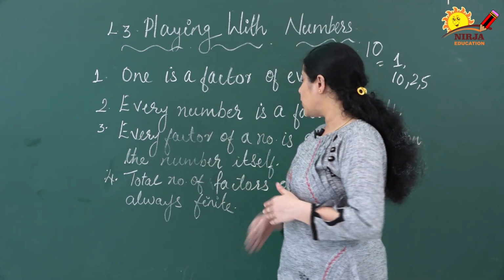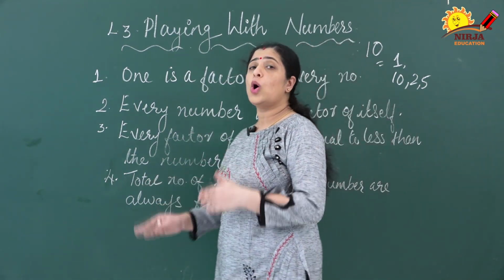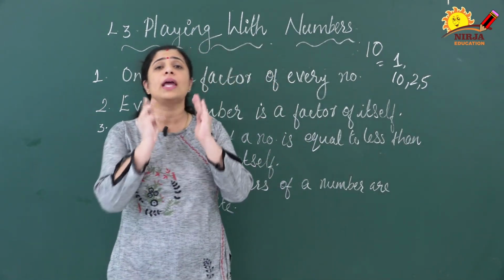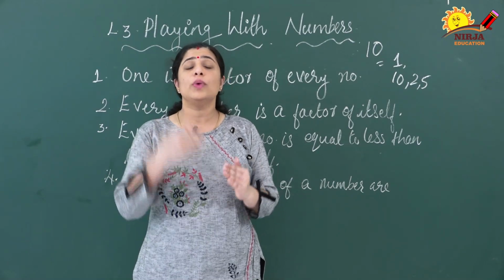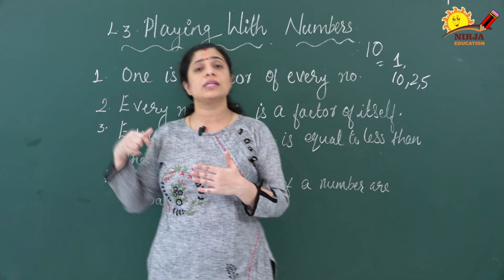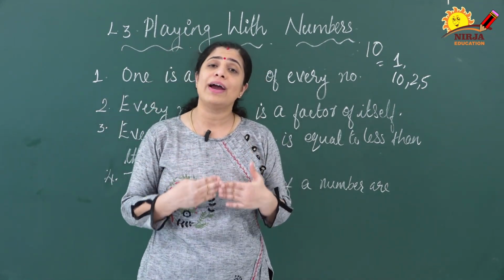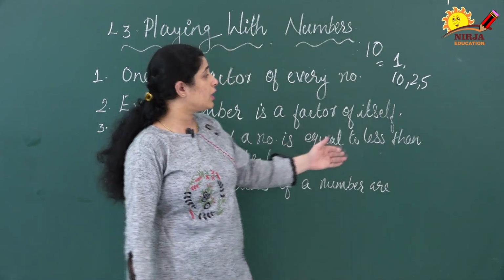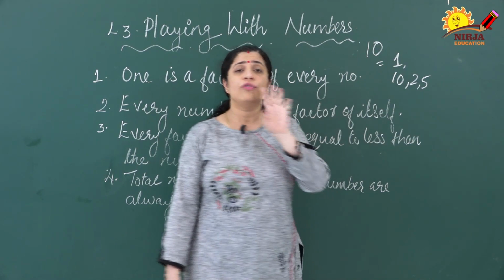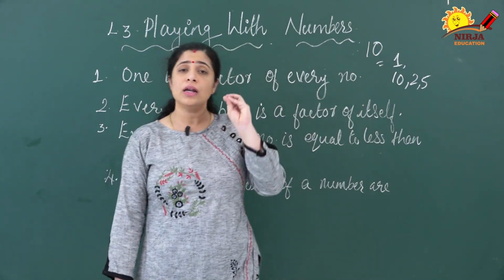What is the last point? The total number of factors of a number is always finite. The number of factors will be a definite number. We can't say that the number of factors is infinite. When we discuss multiples, you will see that they are not finite, they are infinite. Here we see that 10 has 4 factors, so the number of factors is finite.